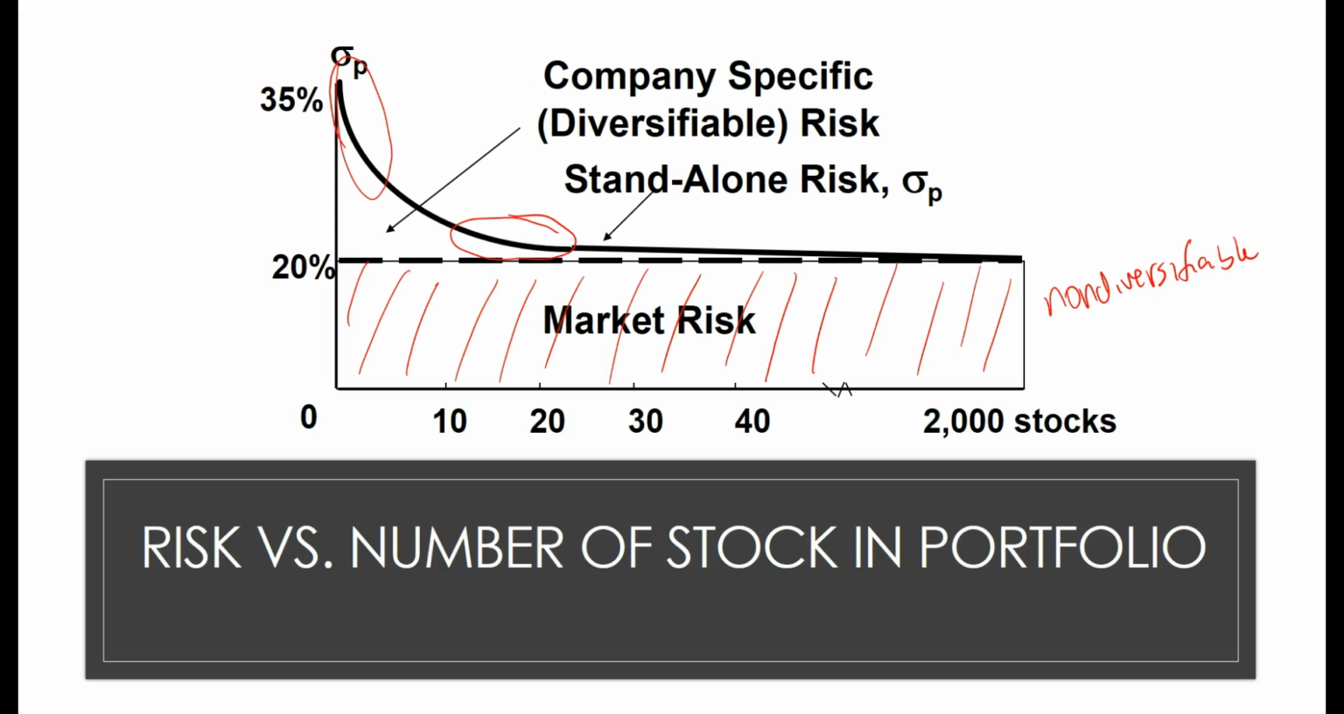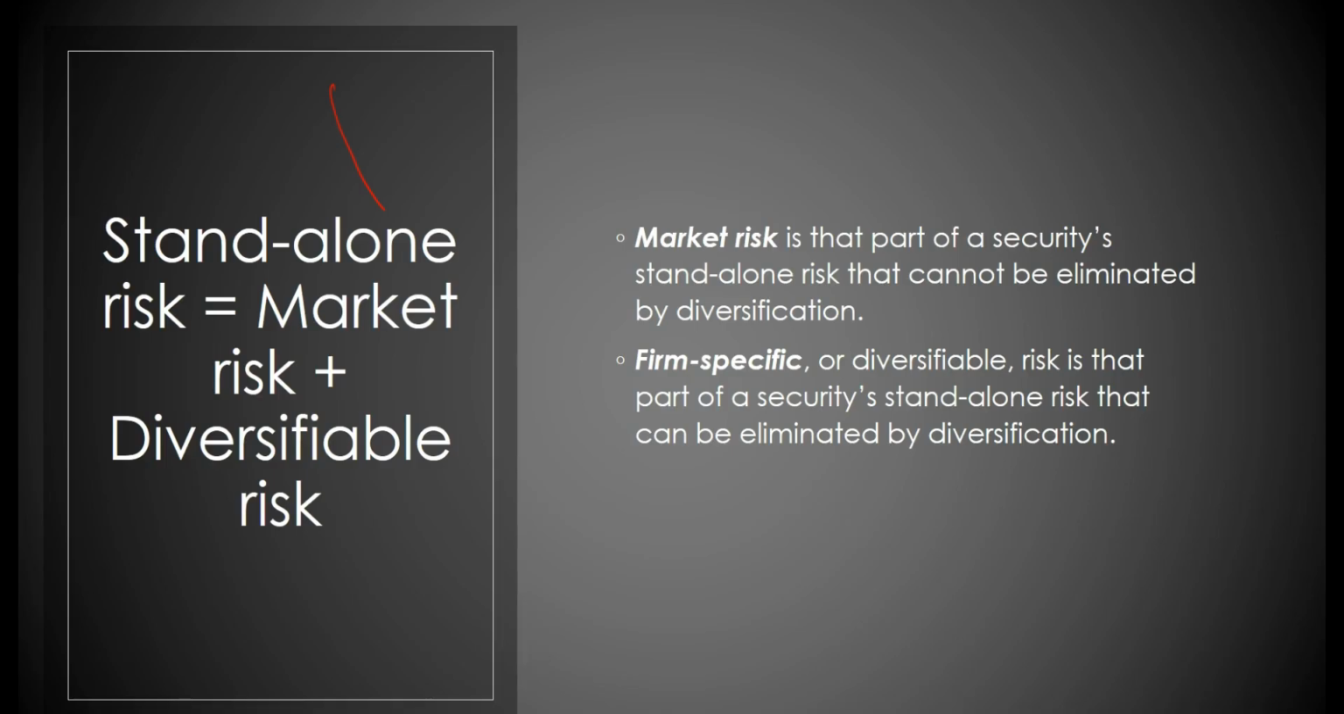So diversifiable risk is risk that can be eliminated by diversification. It is things that are triggered by random firm-specific events that apply only to specific industries or specific firms. So examples would be a lawsuit, a strike, or a recall.